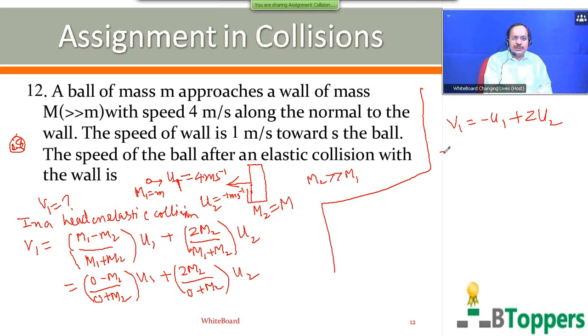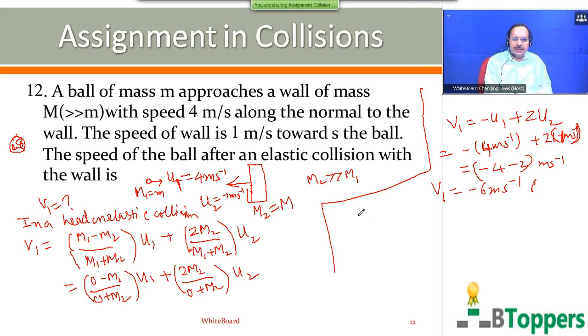So here u1 can be taken as 4 meter per second, and u2 is minus 1 meter per second because the initial velocity of the second body is opposite to the initial velocity of the first body. So if we give positive sign for the initial velocity of the first body, you have to give negative sign for the initial velocity of the second body. So that will be minus 4 minus 2 meter per second. That means here I have substituted u2 equal to minus 1 meter per second. So I get v1 equal to minus 6 meter per second.